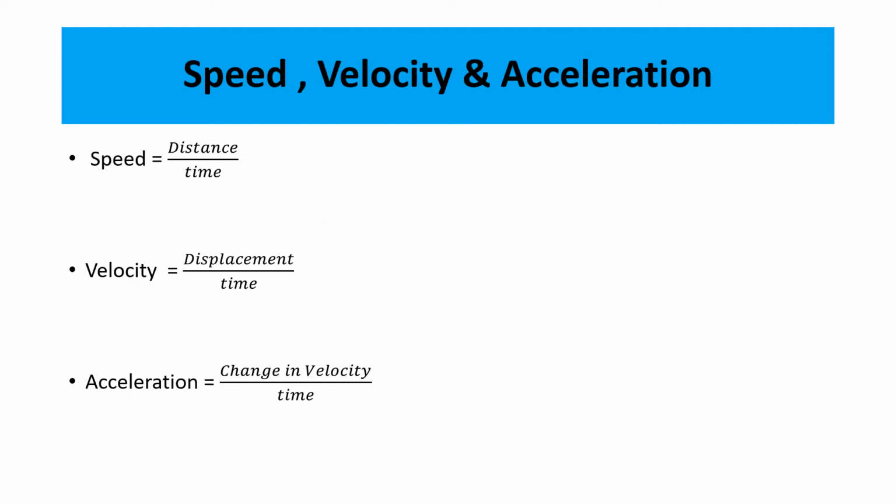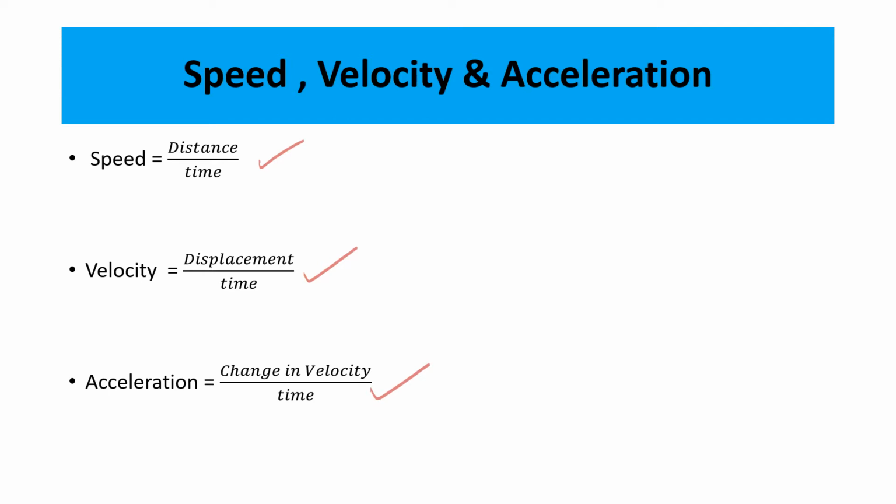Before proceeding to the graphs, let us recall what we learned in the video for kinematics equations. In that video, we discussed speed, velocity, and acceleration. What is speed? Speed is the rate of distance. What is velocity? It is the rate of displacement. And what is acceleration? It is the rate of change of velocity.